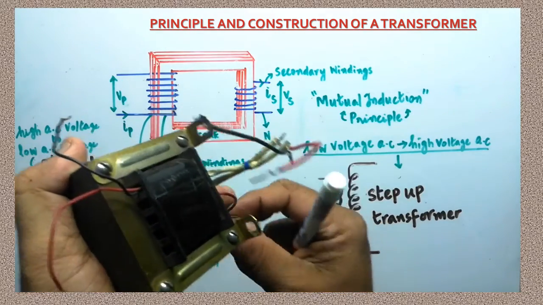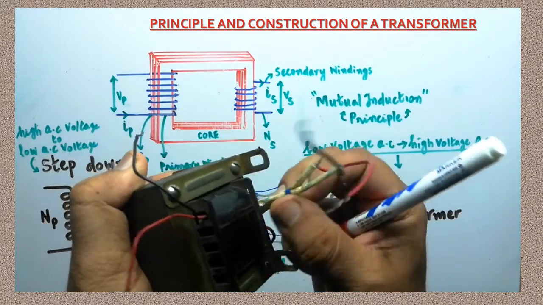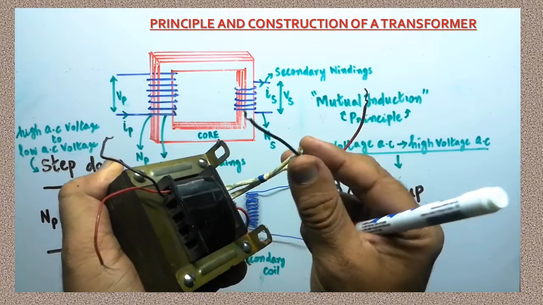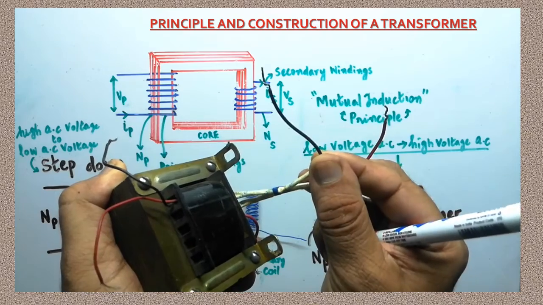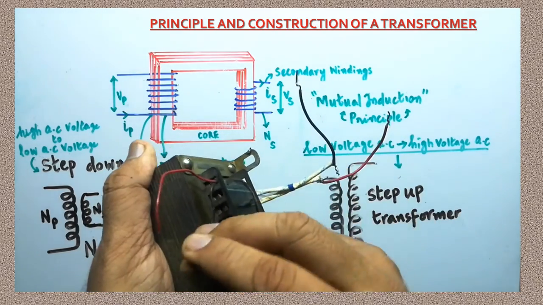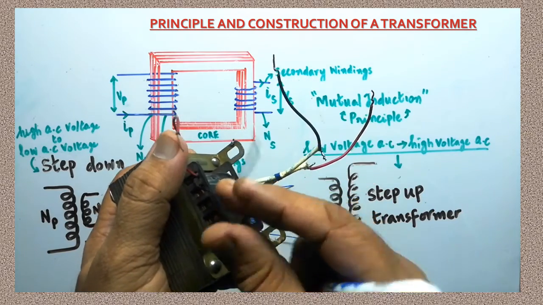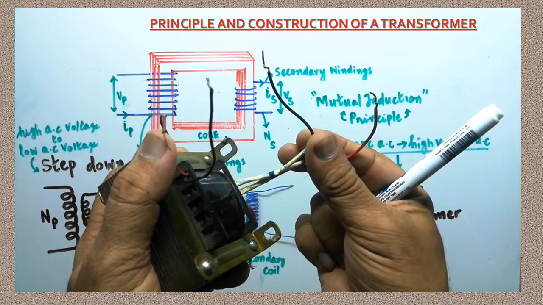Look at the windings and their ends. These two are the ends of the primary coil. These two are the ends of the secondary coil. Look at the two ends of the secondary coil. These two are the ends of the primary coil.